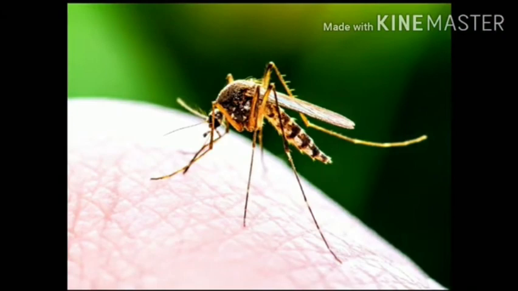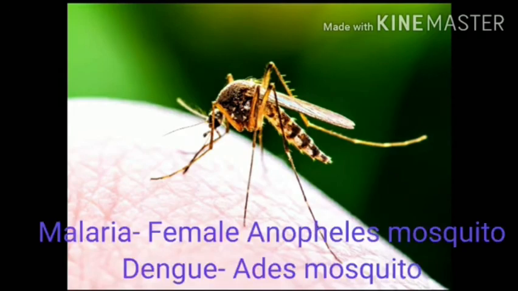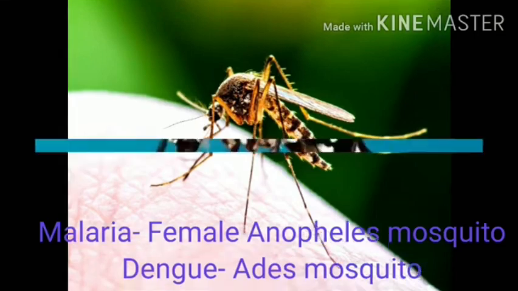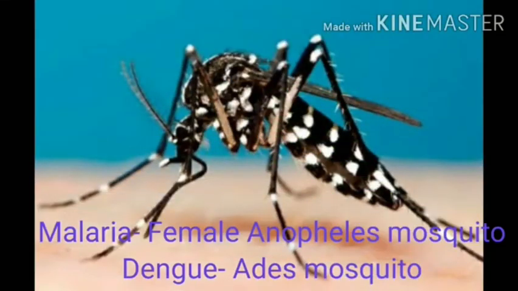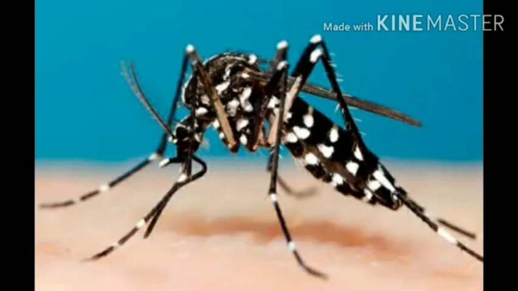When the mosquito bites a sick person, it sucks the infected blood. When this mosquito bites a healthy person, it transfers the germs of the disease into the blood of that person. Malaria is spread by the bite of a female Anopheles mosquito, and dengue is spread by the Aedes mosquito.